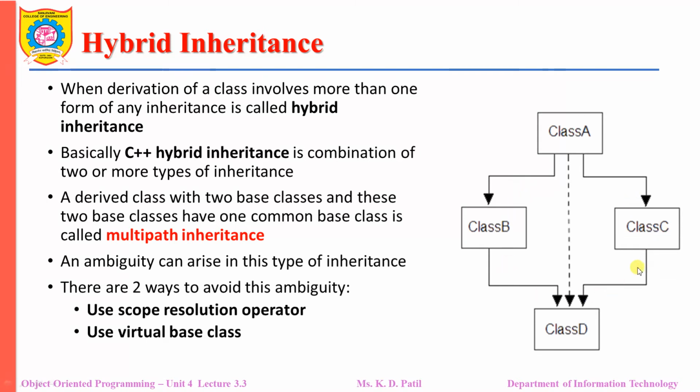Now if you observe here, class D is inheriting the properties of class A two times, once through class B and a second time through class C, and that's the reason ambiguity occurred over here. There are two different ways to avoid this type of ambiguity. The first one is we can use the scope resolution operator, and the second one is the use of a virtual base class. The use of the scope resolution operator we have already seen, and the use of a virtual base class we will see in the next lecture.